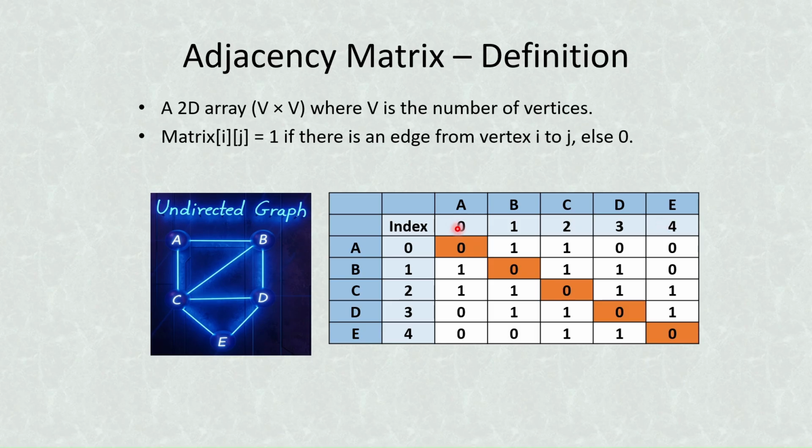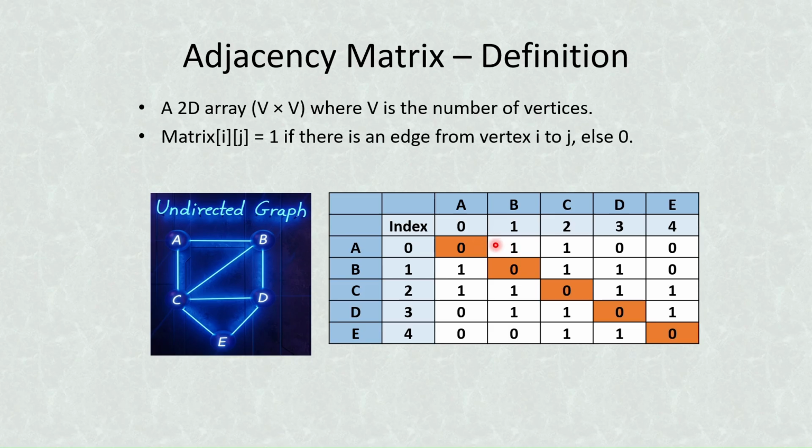This 0th column actually represents the data of the vertex A. Same way for B, C, D and E. The same thing will be applicable for the rows as well. This 0th row index represents the data which is related to the vertex A. Same thing for B, C, D and E. Now this is the actual data that will be present in your matrix. It contains only 0s and 1s.